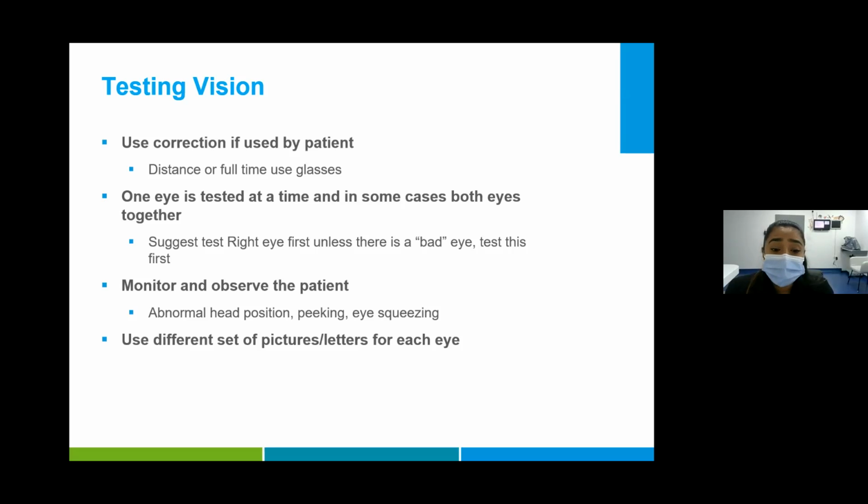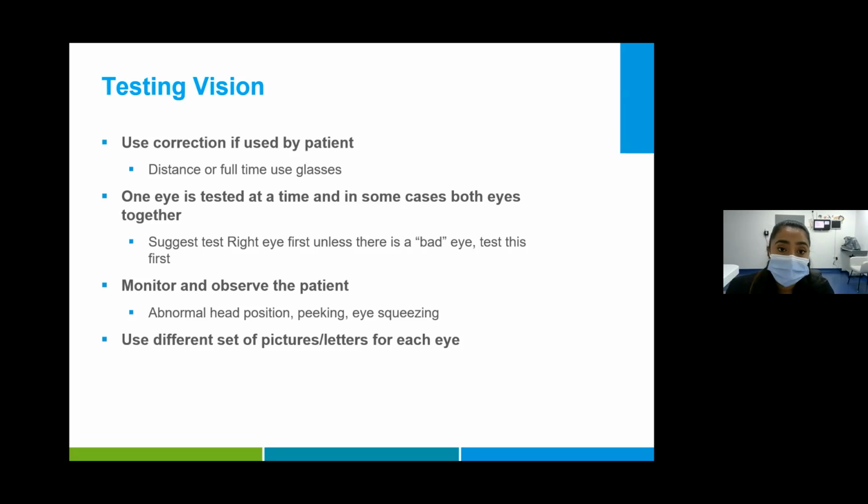Patients should be carefully monitored whilst you're doing their vision test. They might be peeking or squeezing their eyes, which would manipulate the visual acuity. They might be using a head posture to help them see better. This is something that should be recorded when recording the visual acuity.